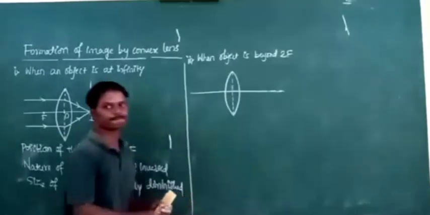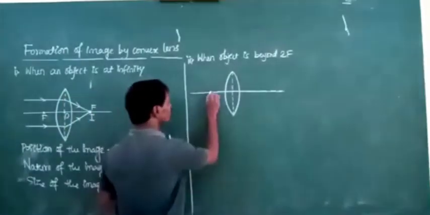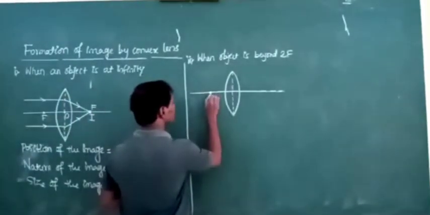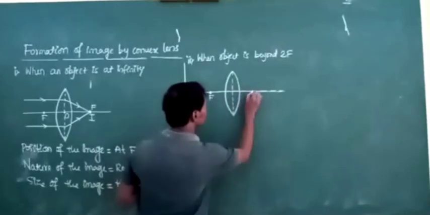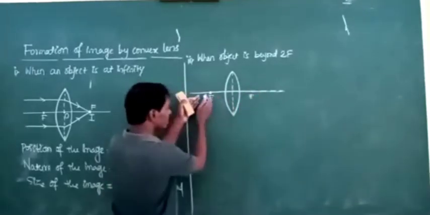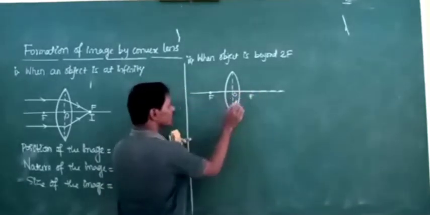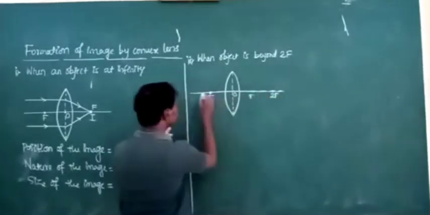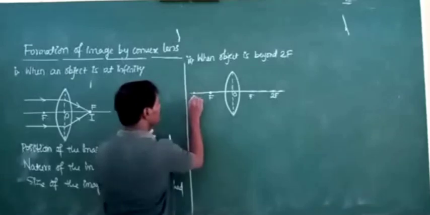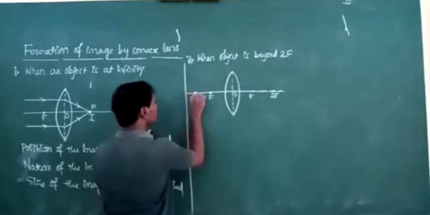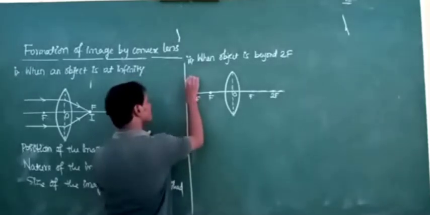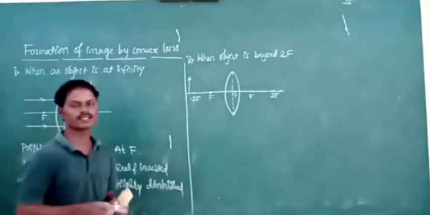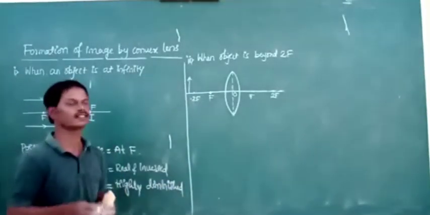Principal axis. Then how many foci are there? Two foci. And this is also F. Both are equidistant from the optic center. And this is 2F, and on this side it is also 2F. Where is the object now? The object is beyond 2F.